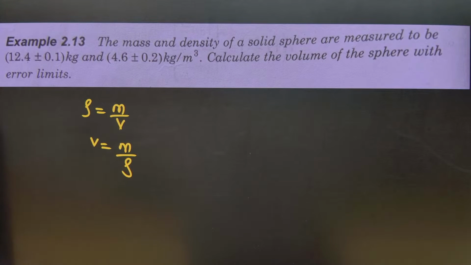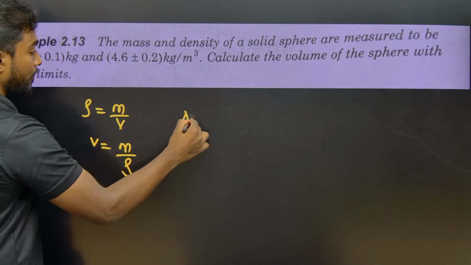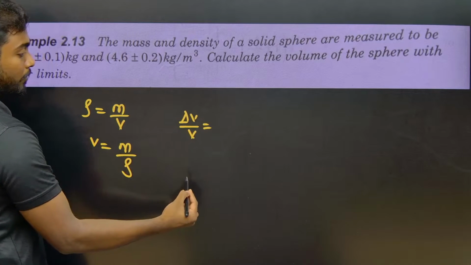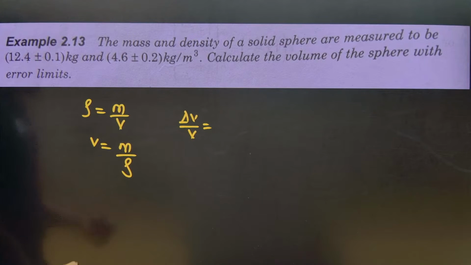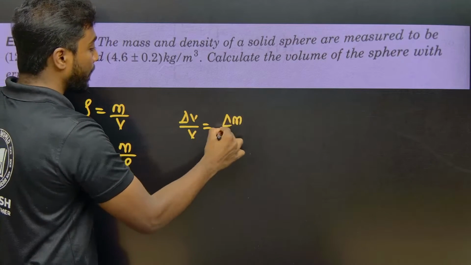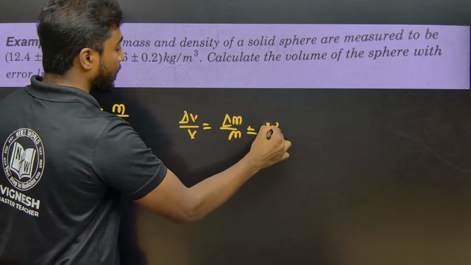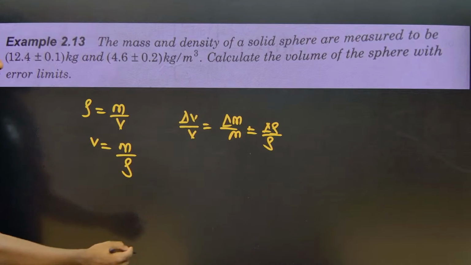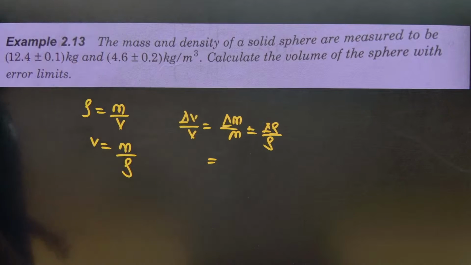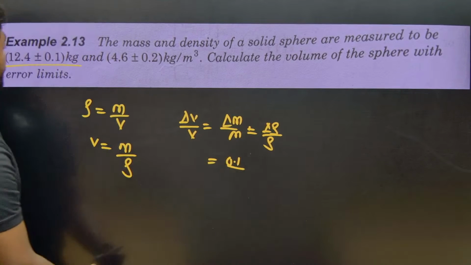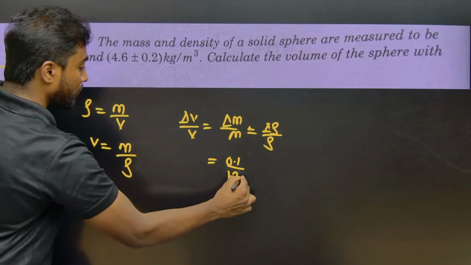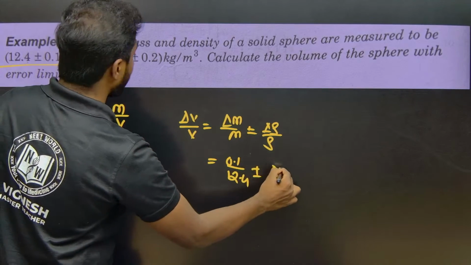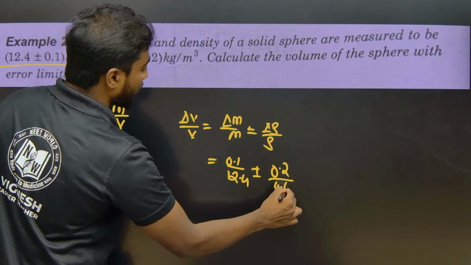So what will be the formula for this? Delta V by V should be equal to delta M by M plus or minus delta rho by rho. If a power is there, I can add the powers, but power is not there, so I can write directly. Delta M is for mass, so 0.1 divided by 12.4 plus or minus 0.2 divided by 4.6.